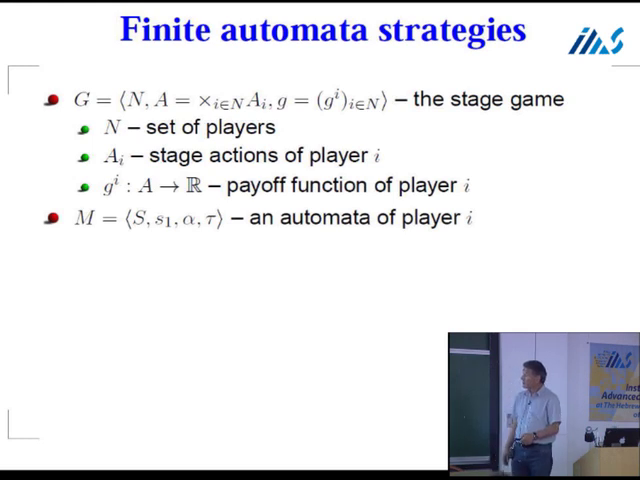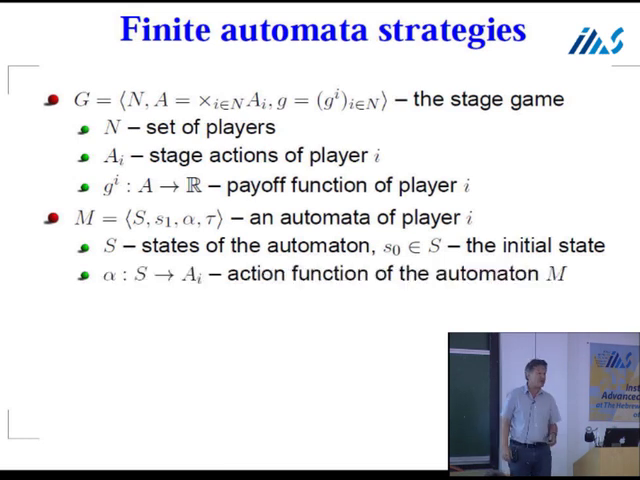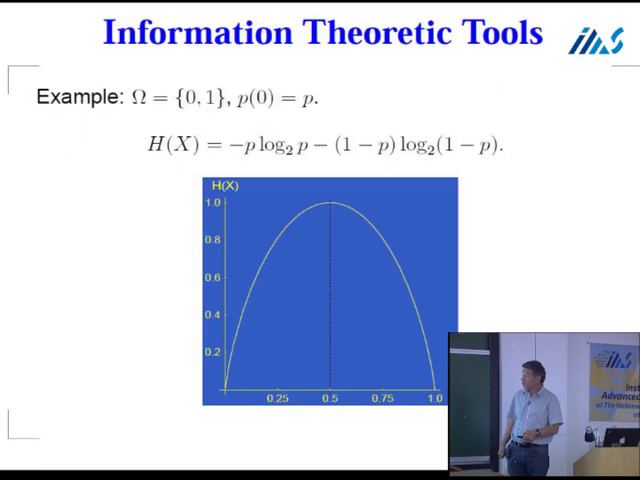An automaton for player i is a 4-tuple that consists of a set of states S, with an initial state s1 in S. The size of an automaton is the number of states in the machine, so it's the number of elements in S. Then we have an action function that determines deterministically which action the player using this automaton to define the strategy will take as a function of the state.